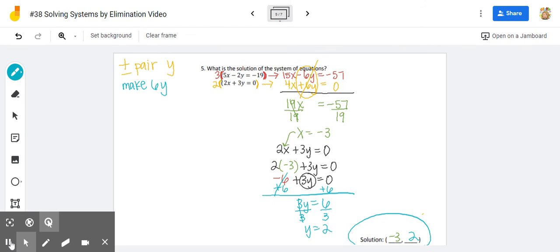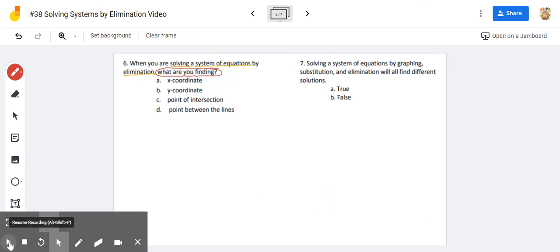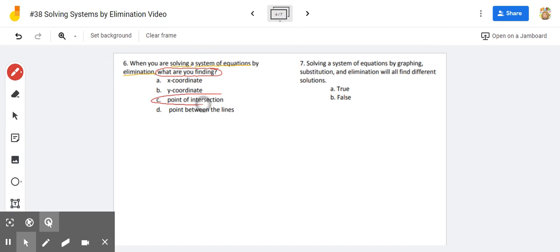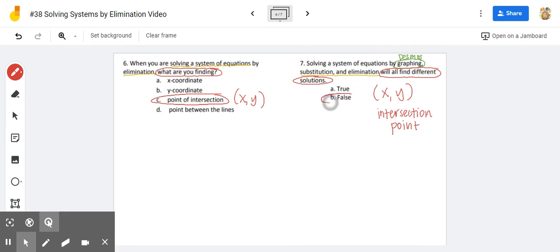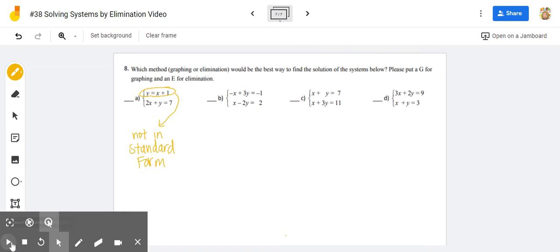So our new method is called solving by elimination because we're eliminating a variable. So when you're solving a system of equations by elimination, what are we finding? Well, we are finding that point of intersection, that x, y. If we graph, substitute, or eliminate by solving a system, will they all find different solutions? Since we're finding the intersection point from all of those different methods, this answer is false, because they should give us the same crossing point.